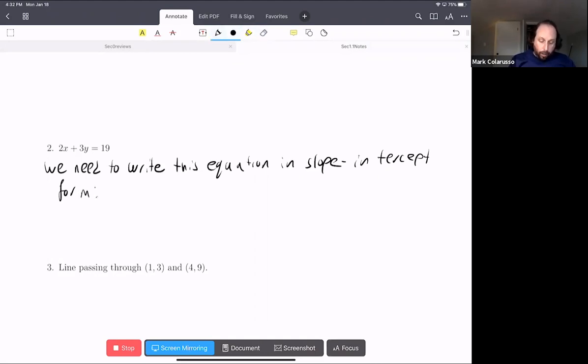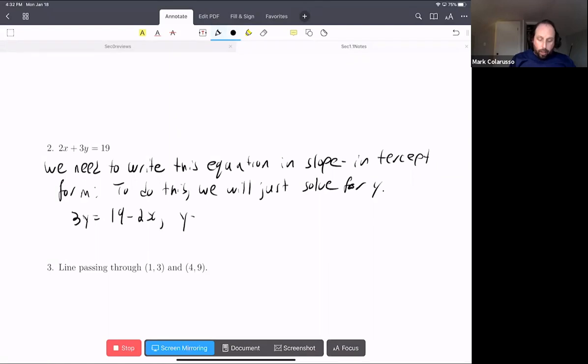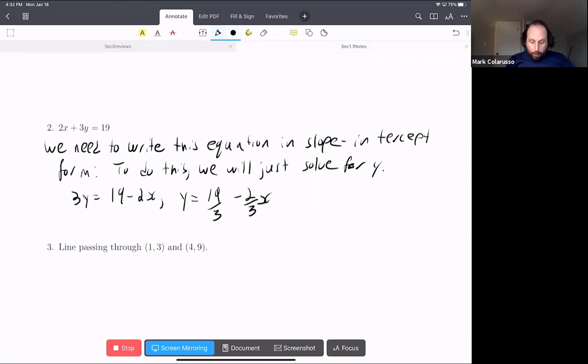And to do that, we can just solve for y. So you get 3y equals 19 minus 2x. And so y equals 19 over 3 minus 2/3 x. And if you like, I can put things in the right order. And we have minus 2/3 x plus 19 over 3. And so now we see here the slope is minus 2/3, and the intercept is 19/3.